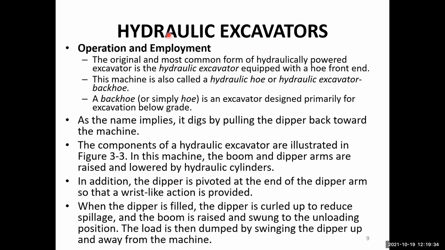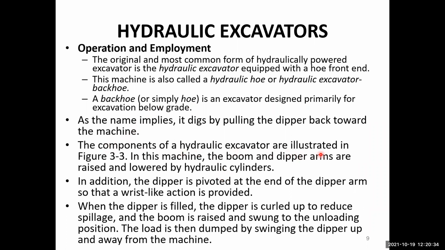Okay, hydraulic excavator operation and employment. What are the steps or precautions we can take with those hydraulic excavators? The original and most common form of hydraulically powered excavator is the hydraulic excavator equipped with a hoe front end. This machine is also called the hydraulic hoe or hydraulic excavator backhoe. A backhoe, or simply a hoe, is an excavator designed primarily for excavation below grade, as we have seen in one of the figures of the equipment before. As the name implies, it digs by pulling the dipper back towards the machine. That's why it is called the backhoe.